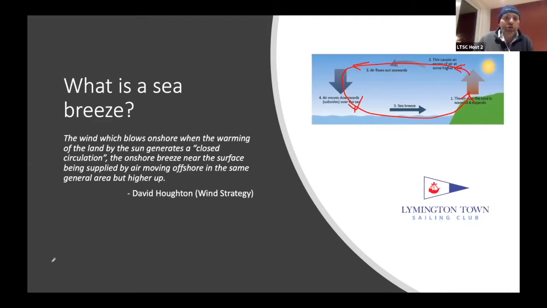Closed circulation, the offshore breeze near the surface being supplied by air moving offshore in the same general area but higher up. So you've got a reverse flow out here, a return flow they call it, and the sea breeze coming in. Okay, are we all happy with that? I think you've got the general concept: the sun warms the land, pushes the air up. The sea doesn't warm at the same rate as the land because there's a lot more thermal inertia in the sea. It takes longer to warm up. It's blown across, condenses or sinks, and then gets pulled back in. Okay, so that's our sea breeze cycle.